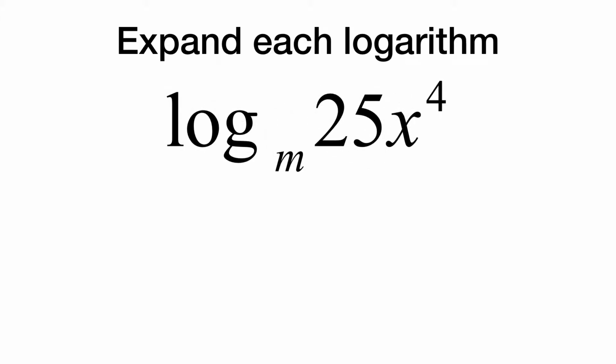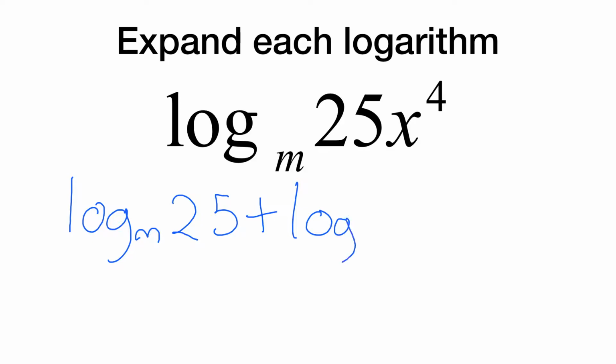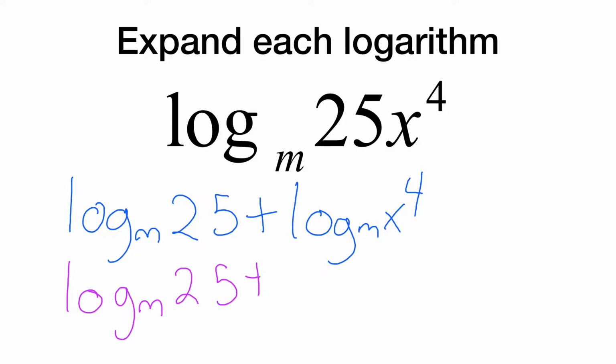Here's another. So these separate first. Log base m of 25 plus log base m of x to the 4th. Notice we're raising something to the 4th, so that turns into log base m of 25 plus 4 times the log base m of x.